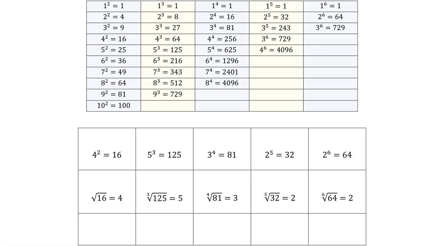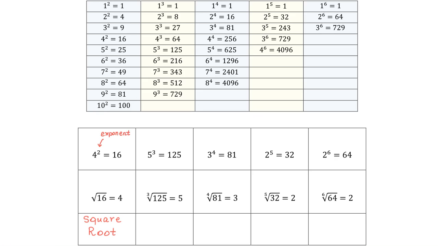From the first column, I picked 4 to the second power equals 16. 4 to the second power is an exponential expression, and the exponent is 2. The result of this exponential expression is 16. Now, to undo this operation and to find what number was raised to the power of 2 to get 16, we use the radical symbol. And we write square root of 16 equals 4. So what we have here is a square root.